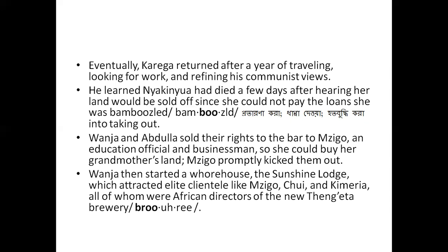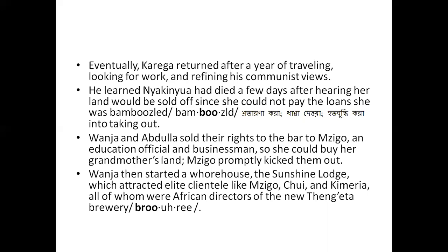We know that these three characters, Mzigo, Chui, and Kimeria, are the antagonists. And the four characters, Abdullah, Wanja, Karega, and Munira, are the protagonists. They are the good characters, and these three are the bad characters, that is Mzigo, Chui, and Kimeria, all of whom were African directors of the new Theng'eta brewery.